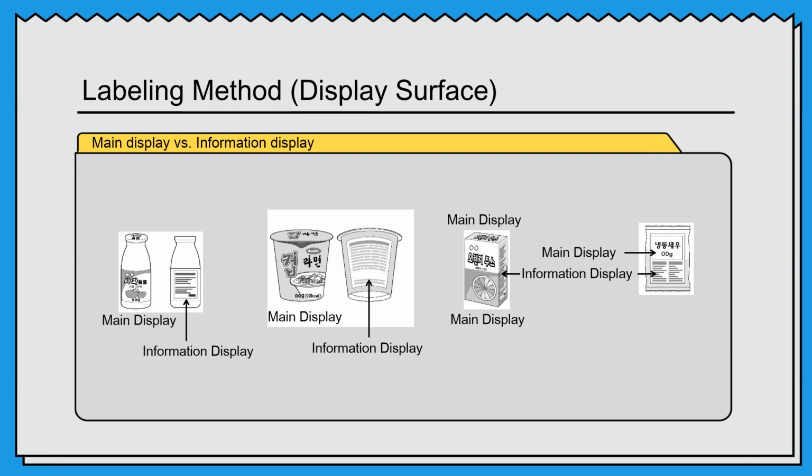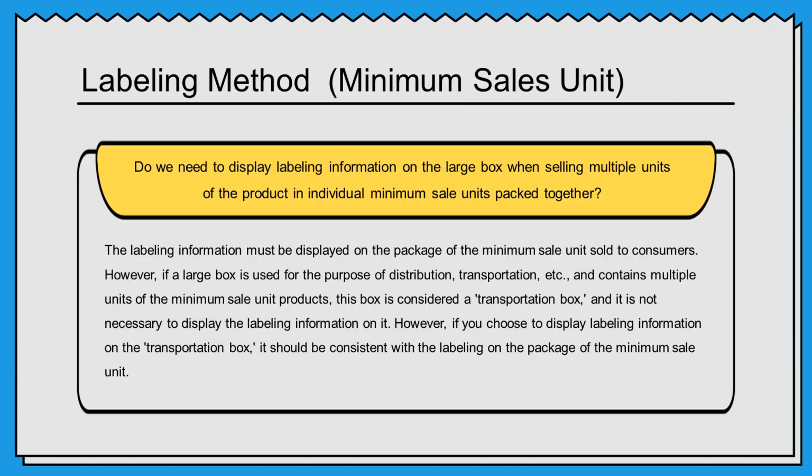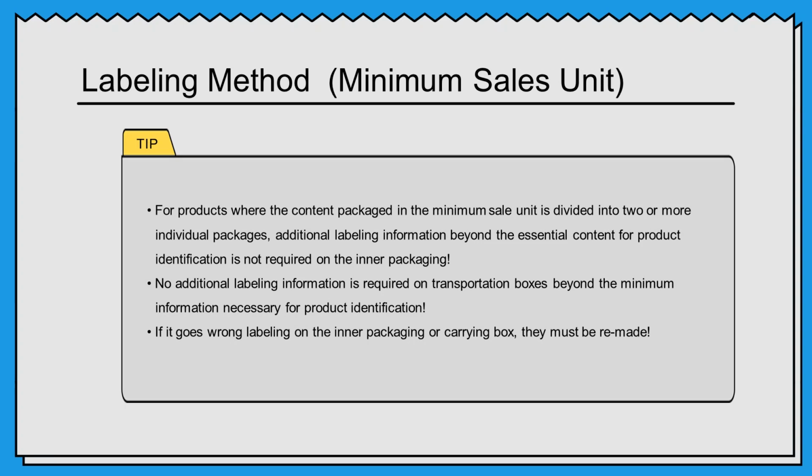We distinguish the main display surface and information display surface based on the packaging design. The labeling information should be displayed on the package of the minimum sale unit sold to consumers. There is no need to display it on transportation boxes or inner packaging. However, if it is desired to do so, the labeling content must match that of the container packaging of the minimum sale unit.